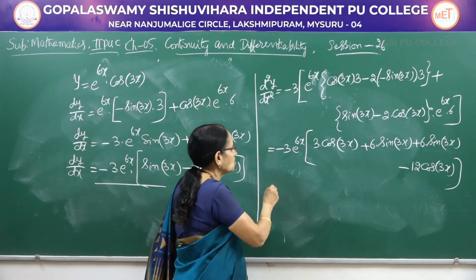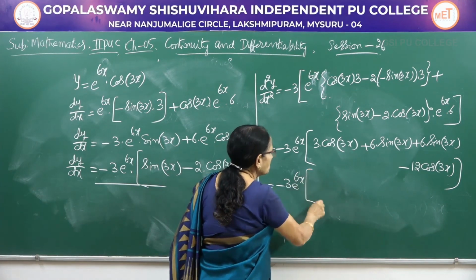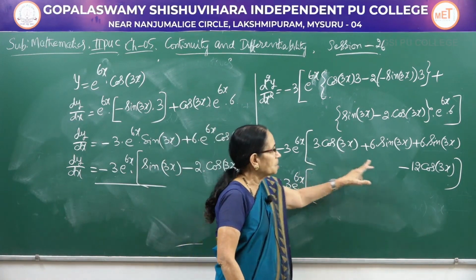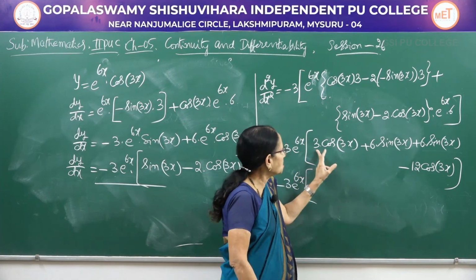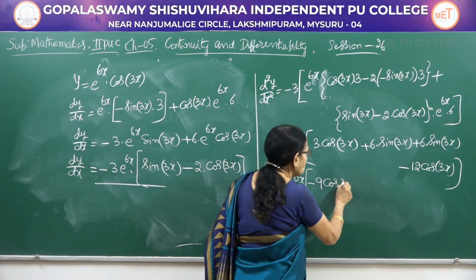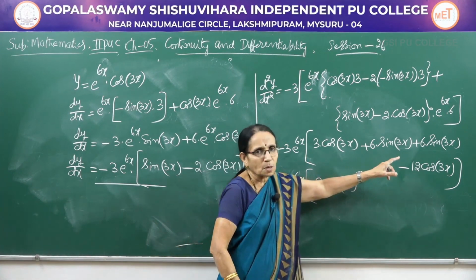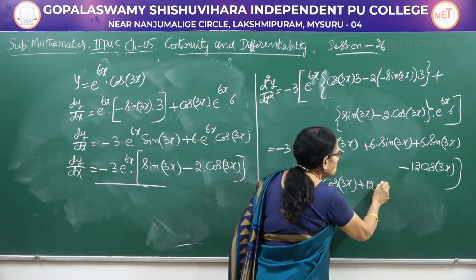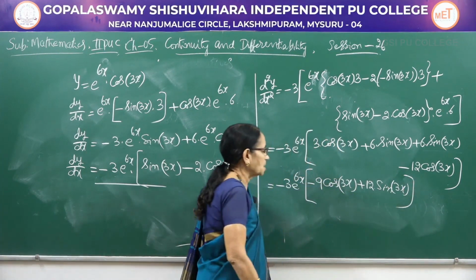Now carefully you solve the simplified. Minus 3 into e to the power 6x. Let us observe, we have some common terms. 3 cos 3x minus 12 cos 3x. So the same term is present. 3 minus 12 is minus 9 times cos of 3x. Here both of them are positive, we have to add 6 plus 6, that is 12 times sine of 3x.